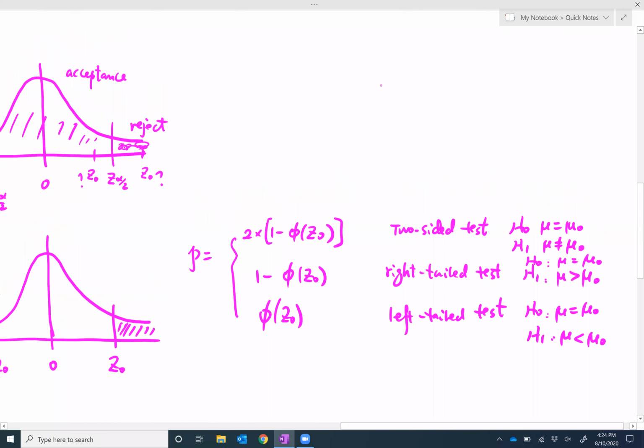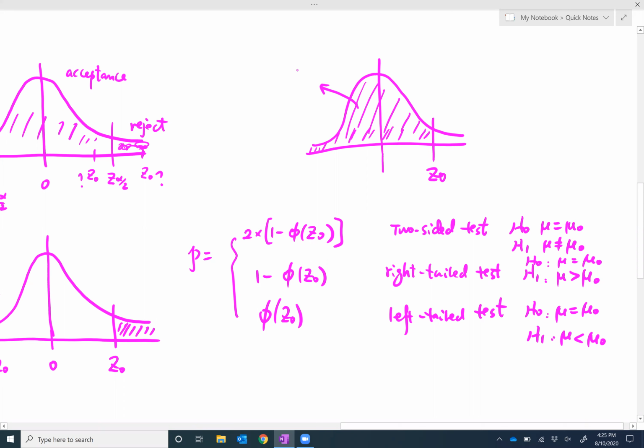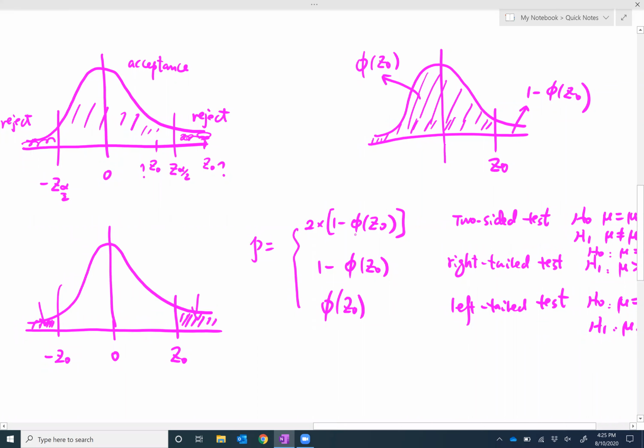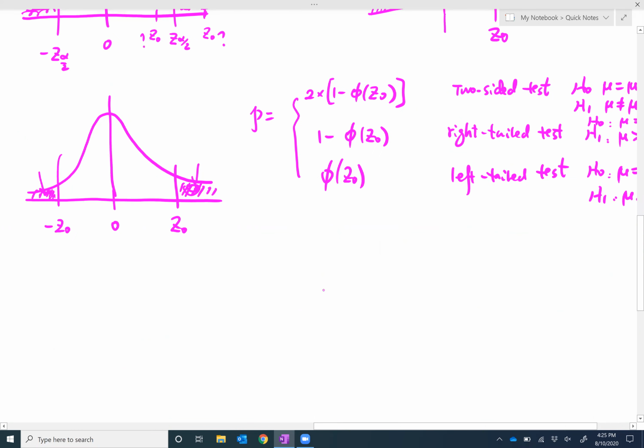And what is phi z0? Phi z0 is this area. So you have z0 right here, and phi is a cumulative distribution, all the way from minus infinity up to this point. So this area is my phi z0. Then this area will be my 1 minus phi z0. That's why, if you want to add these two areas together, you need to multiply 1 minus phi z0 twice. However, if you only consider this side, then it is 1 minus phi z0. For a left tail test, most of the time you will have z0 right here, so you only consider one side and just calculate this area as your p-value. That's the difference in how to calculate the p-value.